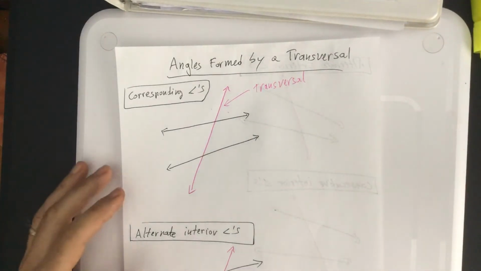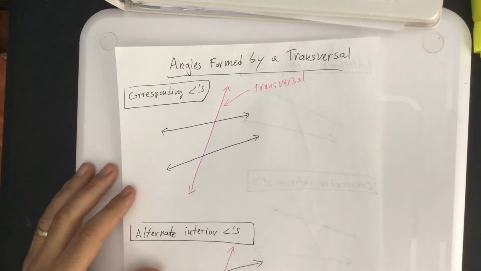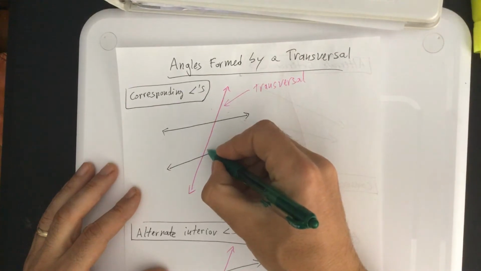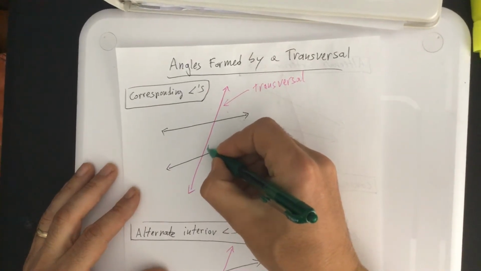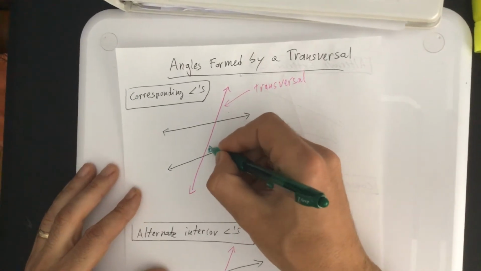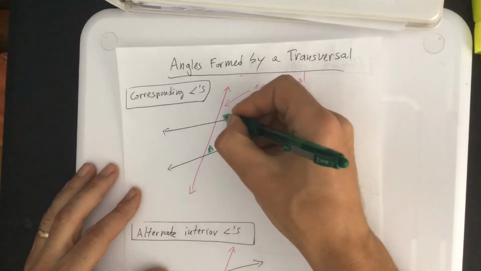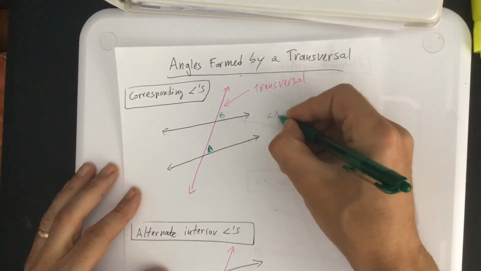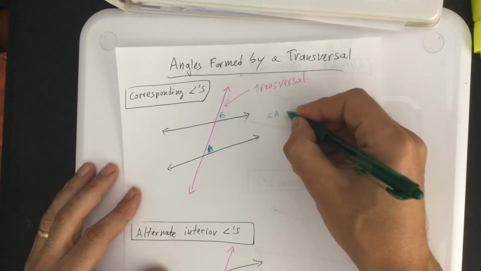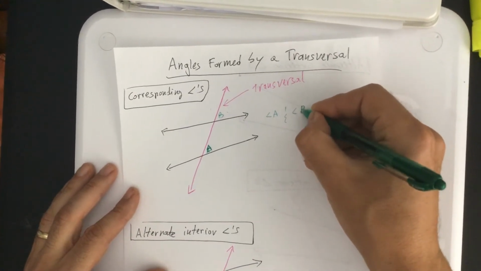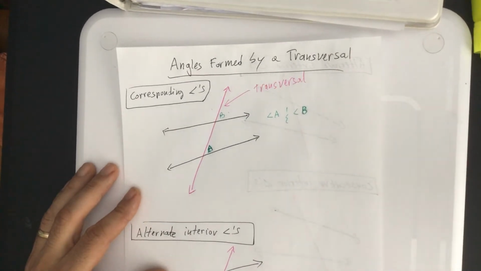Okay, corresponding angles. Over here, let's call this angle A. Let's use letters. Angle A is corresponding to angle B. So angle A and angle B are corresponding. Let's look for other corresponding angles.